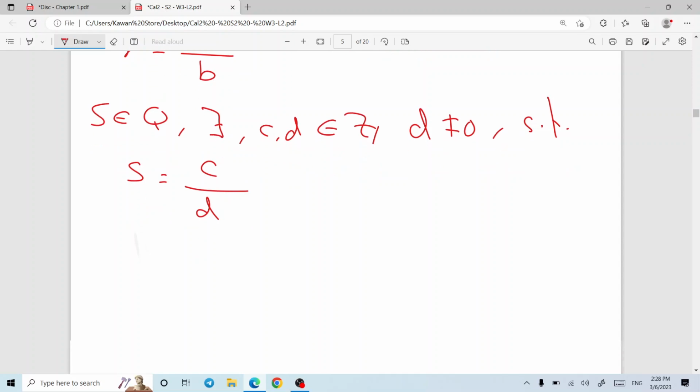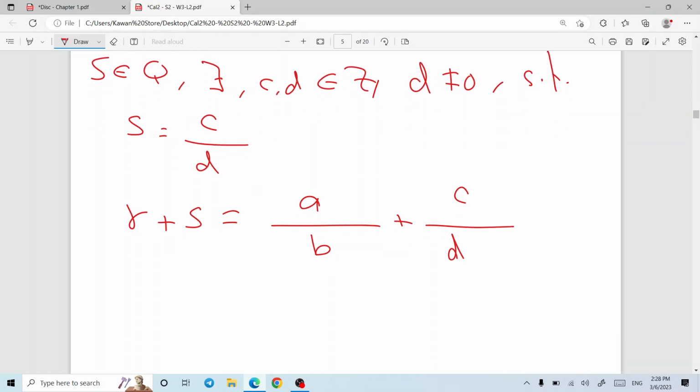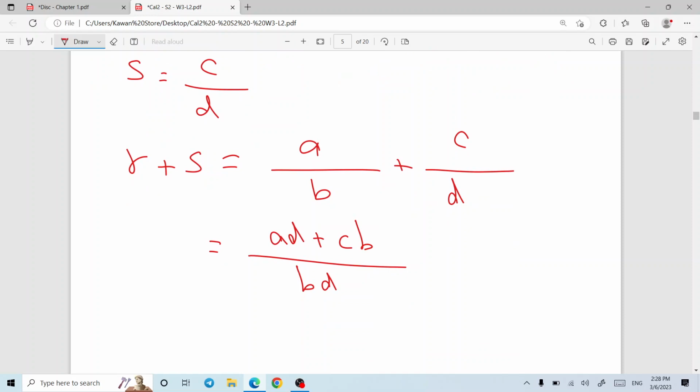So now I am going to prove it. R plus S is equal to A over B plus C over D. Then I will get AD plus BC over BD. Am I right? B is not equal to 0 by given, and D is also not equal to 0, right? So the multiplication of two non-zero numbers is non-zero. So I'm going to rename it N, which is 100% not 0. Do you agree with me?